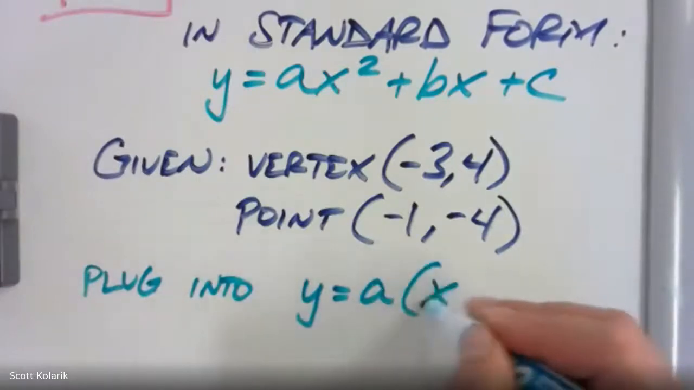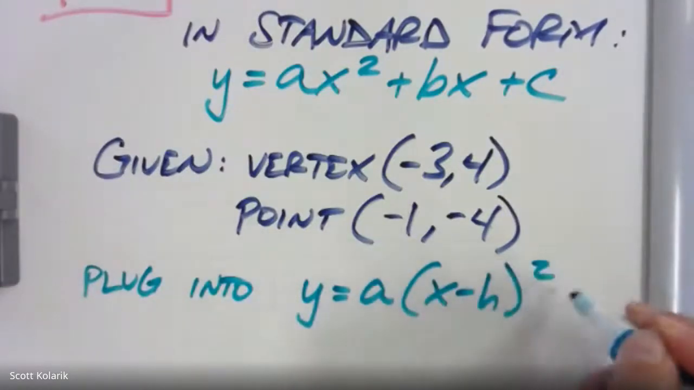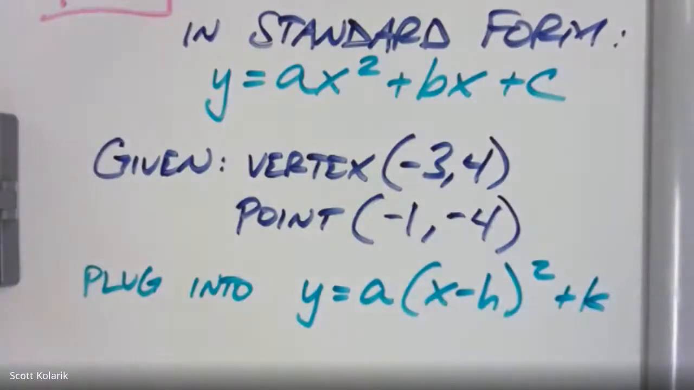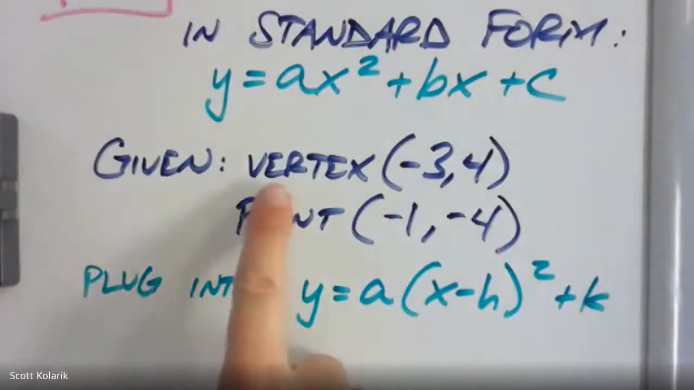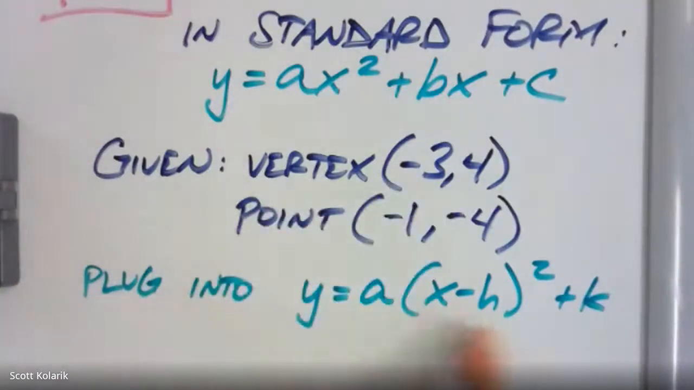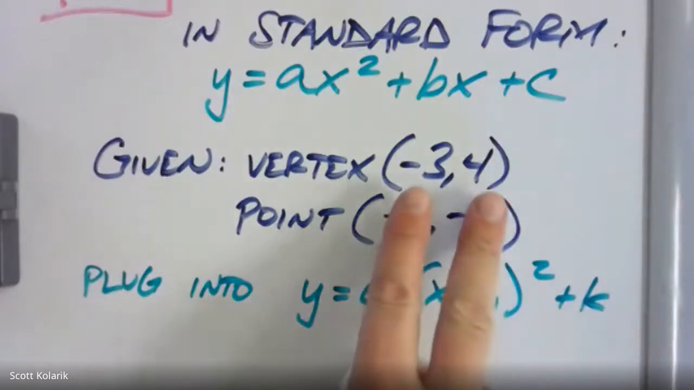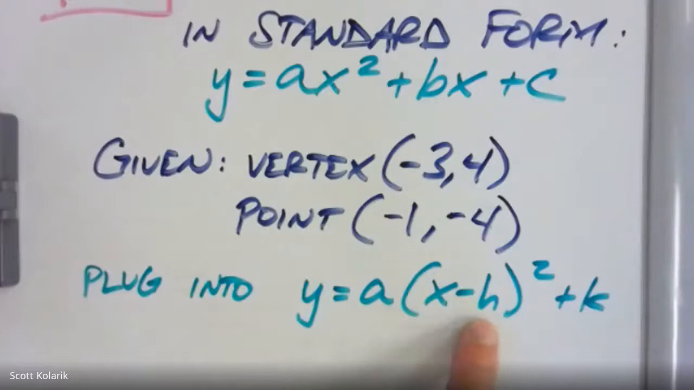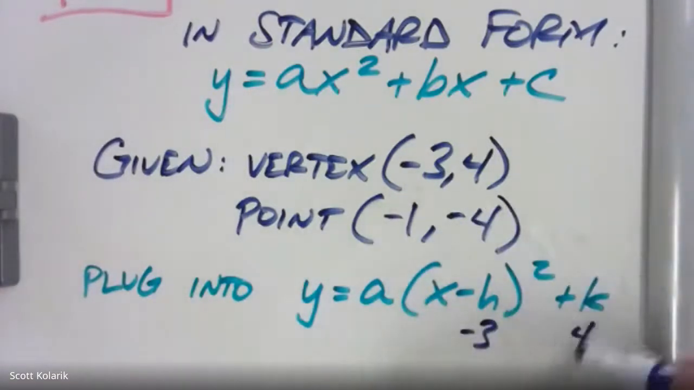Vertex form being y equals a times the quantity x minus h squared, plus k. Now, if I'm taking this vertex and plugging it into vertex form, these x, y values right here are going to go directly in for h and k. So for me, that means that the -3 is going to go in for h, and the positive 4 is going to go in for k.